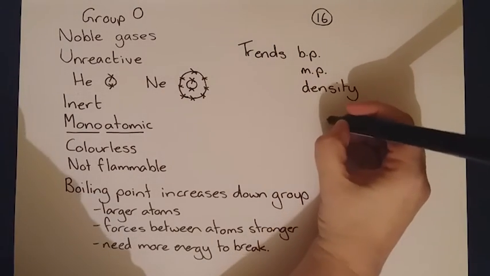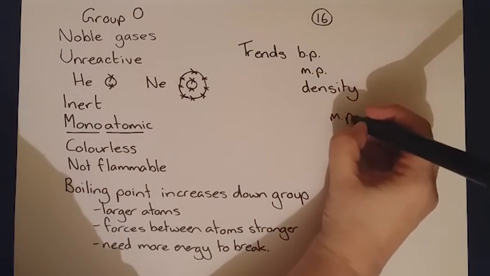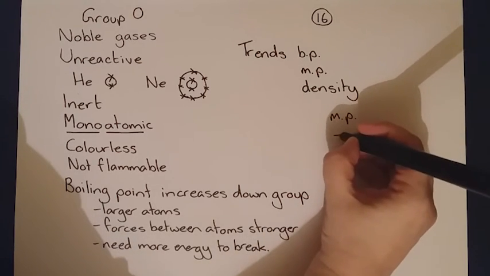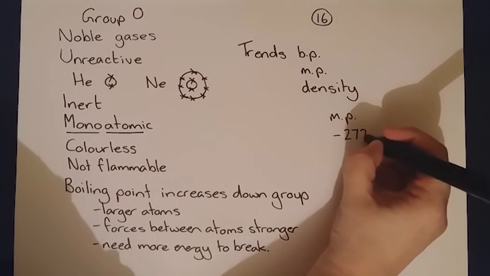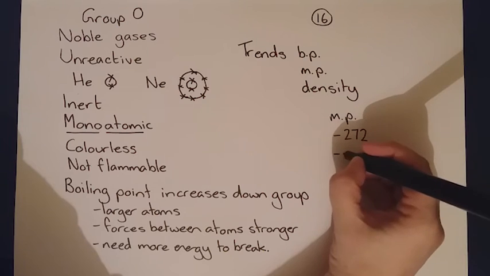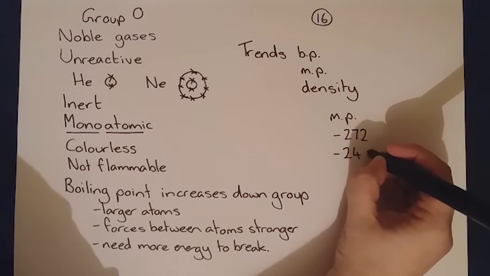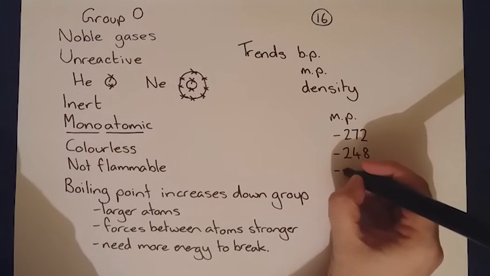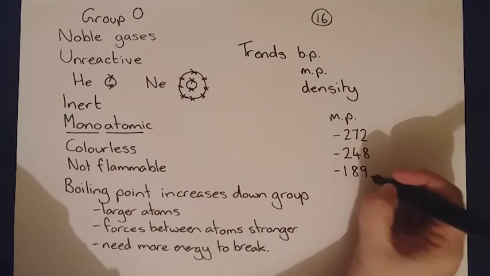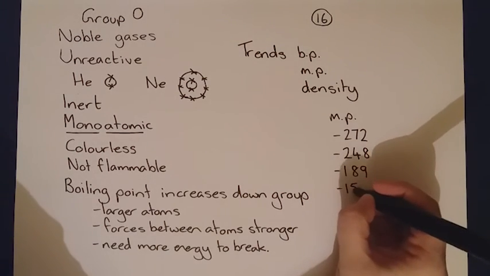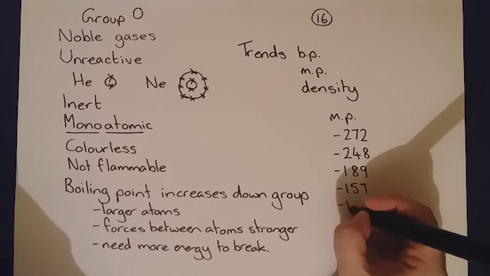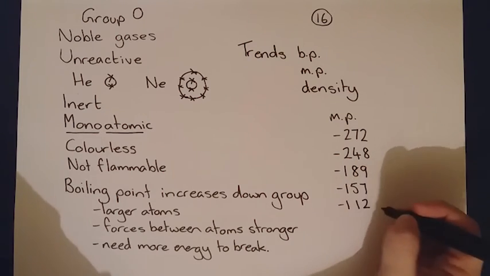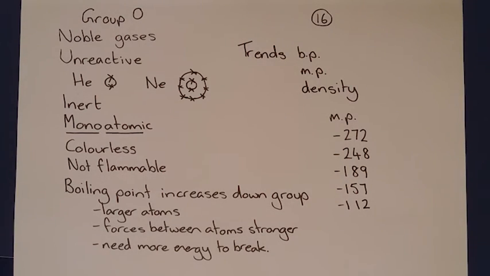If we look at melting points going down Group 0, helium has a value of -272. Neon has a value of -248. If we continue down even further, the values that we get are -189, -157, and -112. Please don't learn these values. If you need to use them, you'll be given them in the exam.